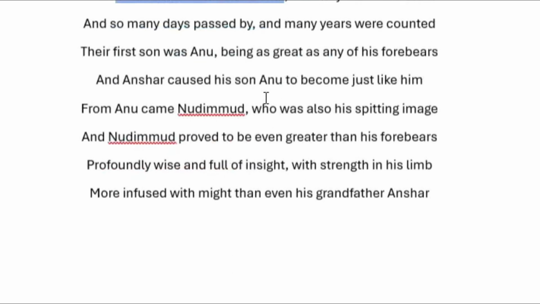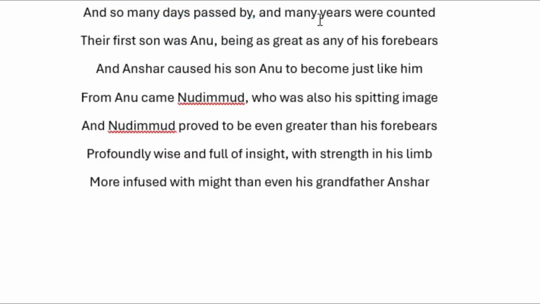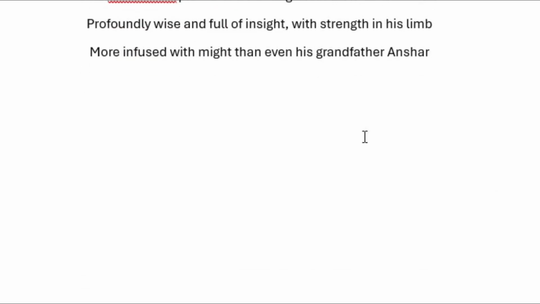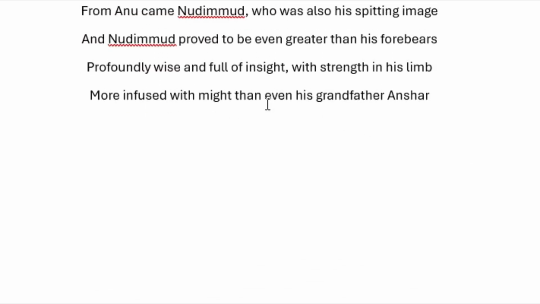This is an iteration. This is time going by. And so many days passed by and many years were counted. Now, on the other one, we had a lineage in there. Here, it's much simpler. The first one was Anu, being as great as any of his forebears. This is us turning into the selves that we don't want to be. Tiamat is going to become full of things, but Tiamat is really going to be represented as the inner being that's being controlled by these other gods that are about.